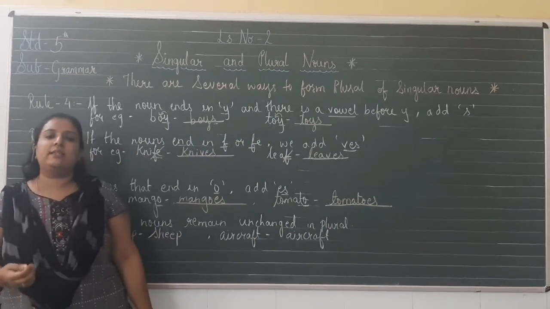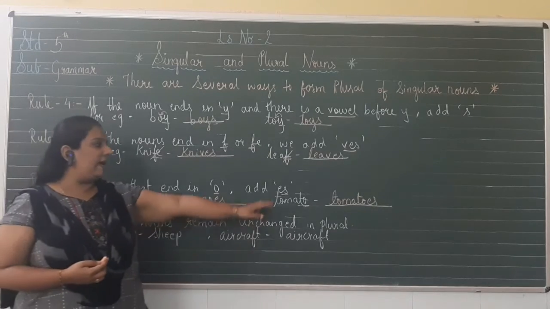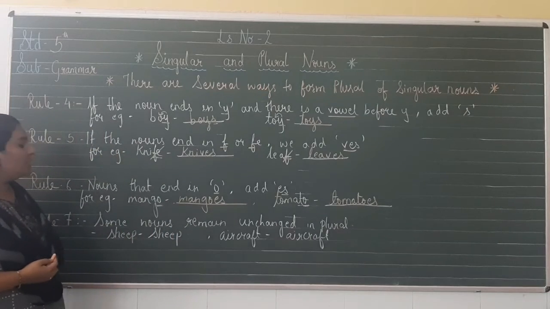So this rule is saying that if a noun is ending in O, we don't have to drop anything, but we will add es to make it a plural form. Now let us move to rule number 7.